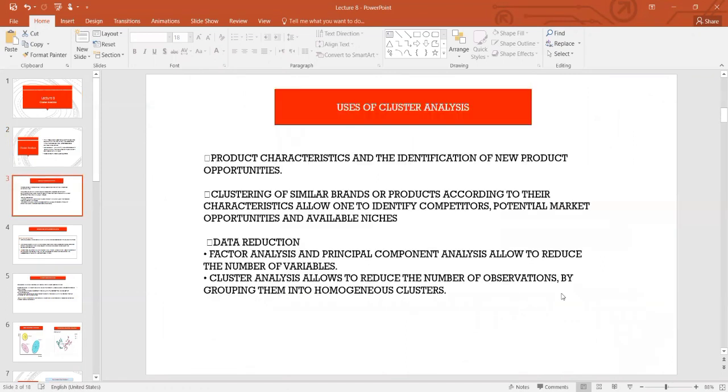Uses of cluster analysis. We use cluster analysis for identification of new product opportunities, identifying competitors, and potential market opportunities. What about data reduction? Factor analysis and principal component analysis allow us to reduce the number of variables. مثل ما حكينا قبل factor analysis بتقلل عدد ال variables. Reduction. أما cluster analysis allows to reduce the number of observations by grouping them into homogeneous clusters. cluster analysis ما بيعملوا reduction، بيعملوا grouping أكتر، مش إنه يقللوا العدد ال variables.